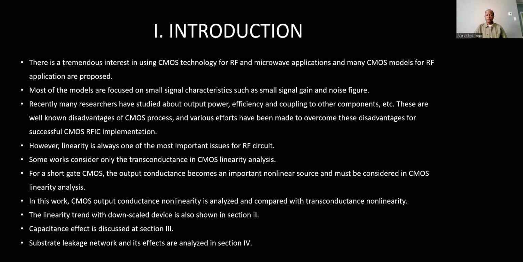Introduction. There's a tremendous interest in using CMOS technology for RF and microwave applications, and many CMOS models for RF applications are proposed. Most of the models are focused on small signal characteristics such as small signal gain and noise figure. Recently, many researchers have studied output power, efficiency, and coupling to other components. These are well-known disadvantages of CMOS process, and various efforts have been made to overcome these disadvantages for successful CMOS RF IC implementation.